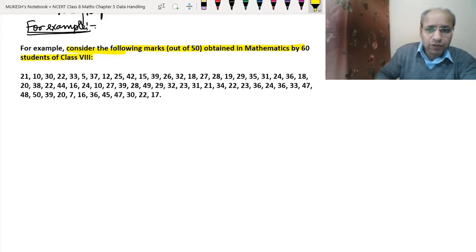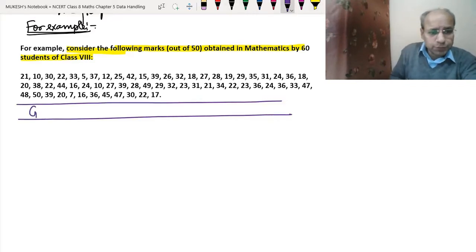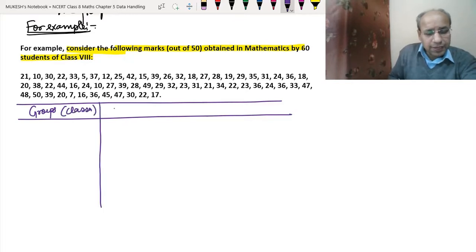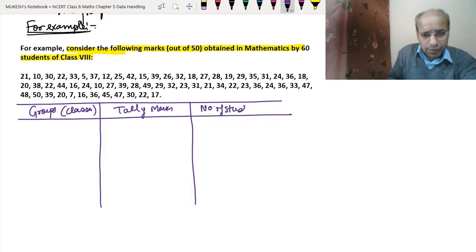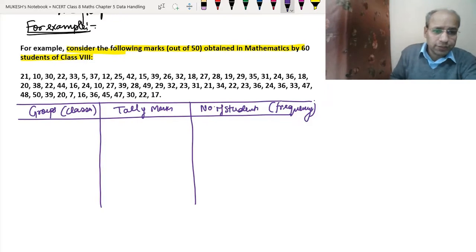How can we group the table? Let's understand. We will make the groups. We call them classes. Then, as we have written above, we will write the tally marks, and then we will write the number of students, or we call it frequency. We can take groups according to our convenience, or if it is given in the question, then we can take according to that.